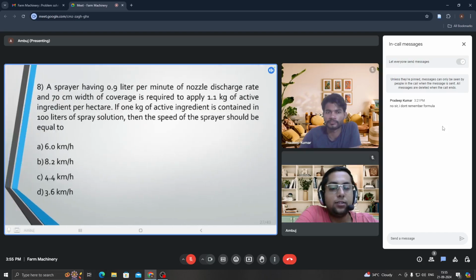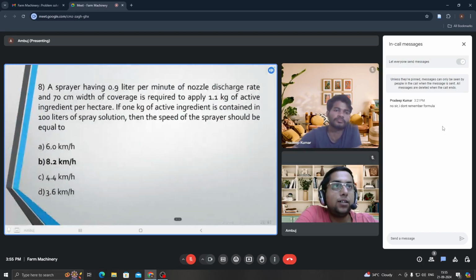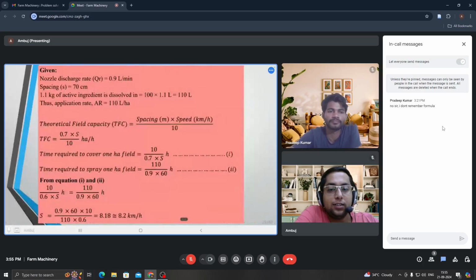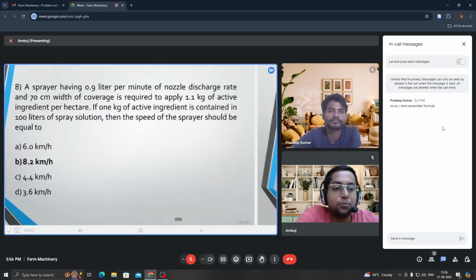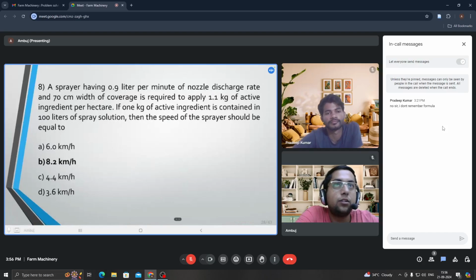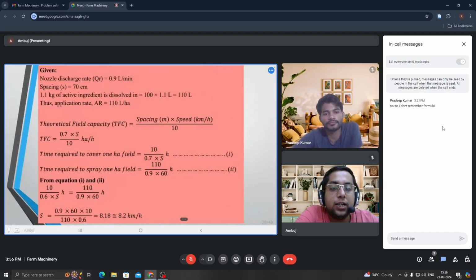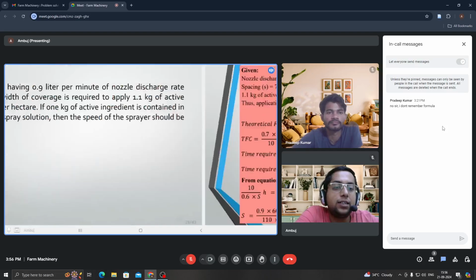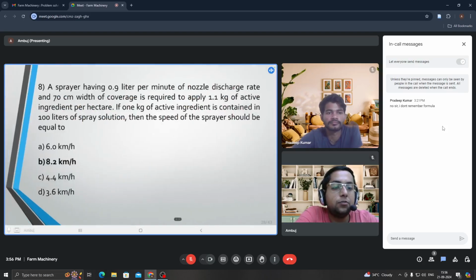No problem. See here, the solution I'll provide. It's a very tricky question, I know. See, nozzle sprayer. First thing was the nozzle discharge rate, which has been given as 0.9 liters per minute. That is in the first line only. The spacing has been provided as 70 centimeters. See here, 70 centimeters is the width of coverage.